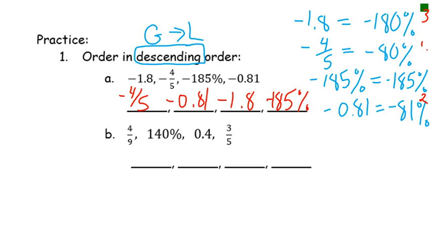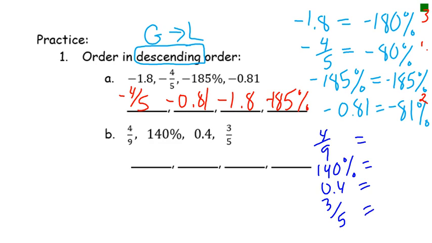All right, and B. I am looking at 4/9, 140%, 0.4, and 3/5. And I'm going to convert each of these to percents. So 4/9 was one of those repeating decimals, right? The numerator repeats. So 0.4 repeats. So when I move my decimal point, it's 44.4 repeating percent. 140% is the same.